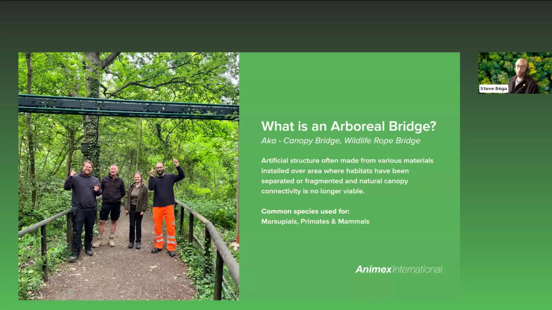So to get into it, what is an arboreal bridge, aka a canopy bridge or a wildlife rope bridge, as they're more commonly known as well in other parts of the world? Now, they are artificial structures often made from various materials that are installed over an area where habitats have been separated or fragmented and natural canopy connectivity is no longer viable. And these are used for various species all across the world, but are primarily used for marsupials, primates, and mammals.